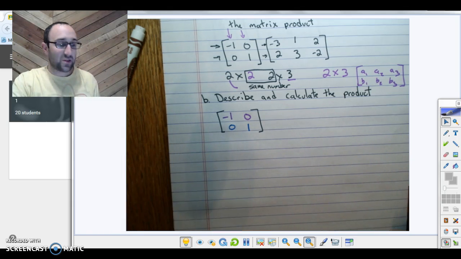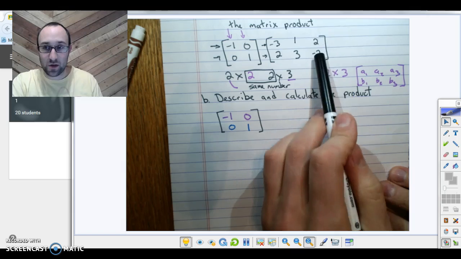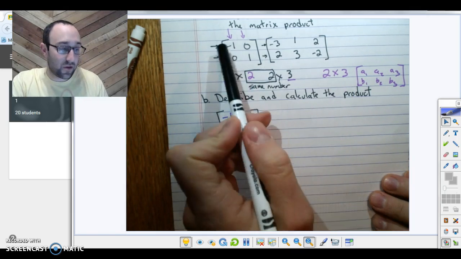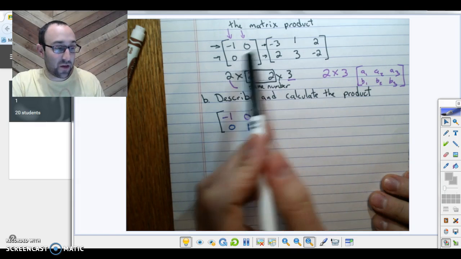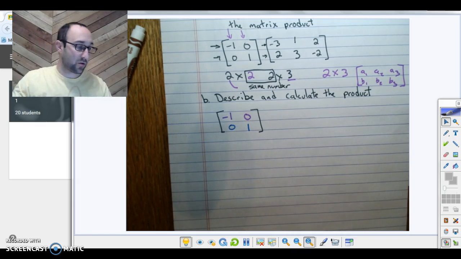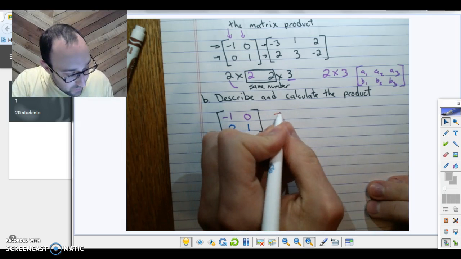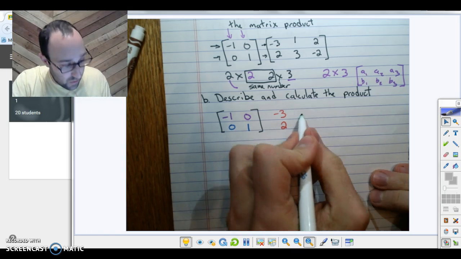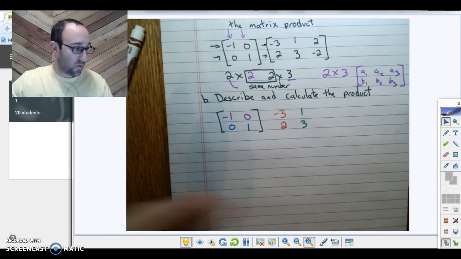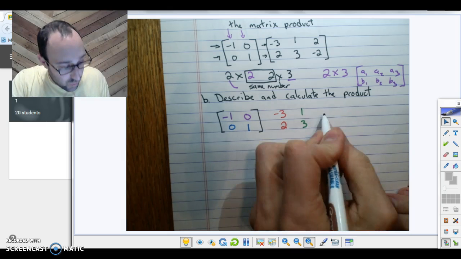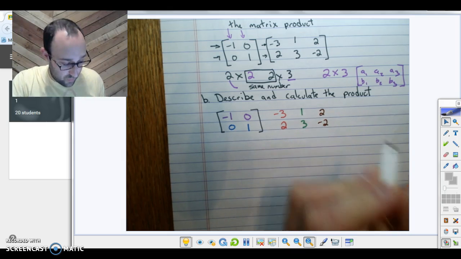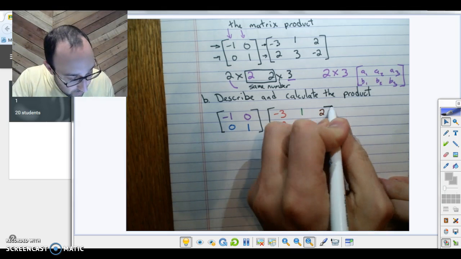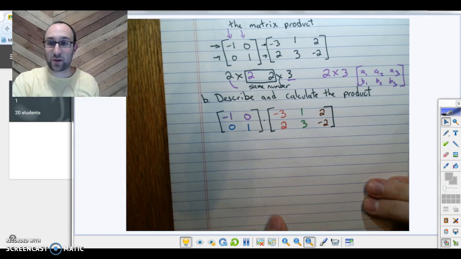Now I'm going to do the same thing, but with columns for this one. If you remember from what we did last time, we multiplied this one by these two, and then this one by these two. So we're going to do the same thing. We're going to do columns for these in the same colors. So it's going to be -3, 2, and then 1, 3, and then 2, -2. Okay, so that's going to be our new matrix right there. We're going to be multiplying those together.